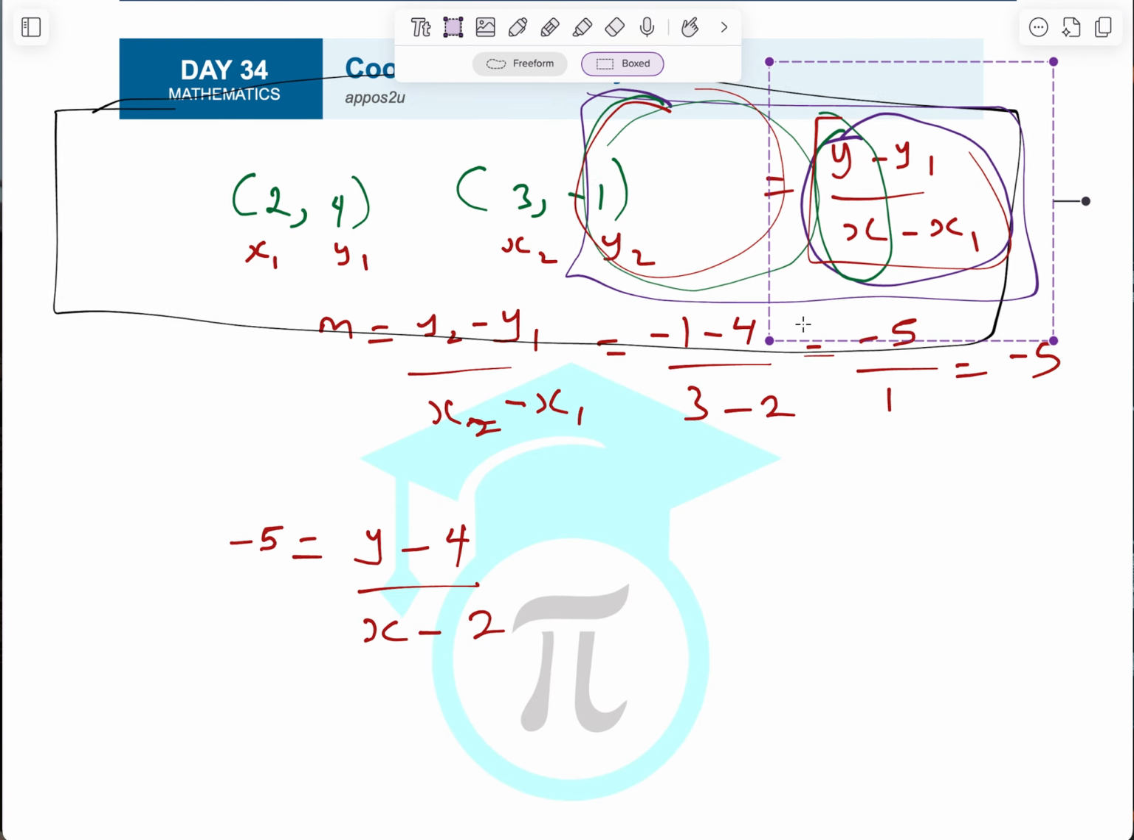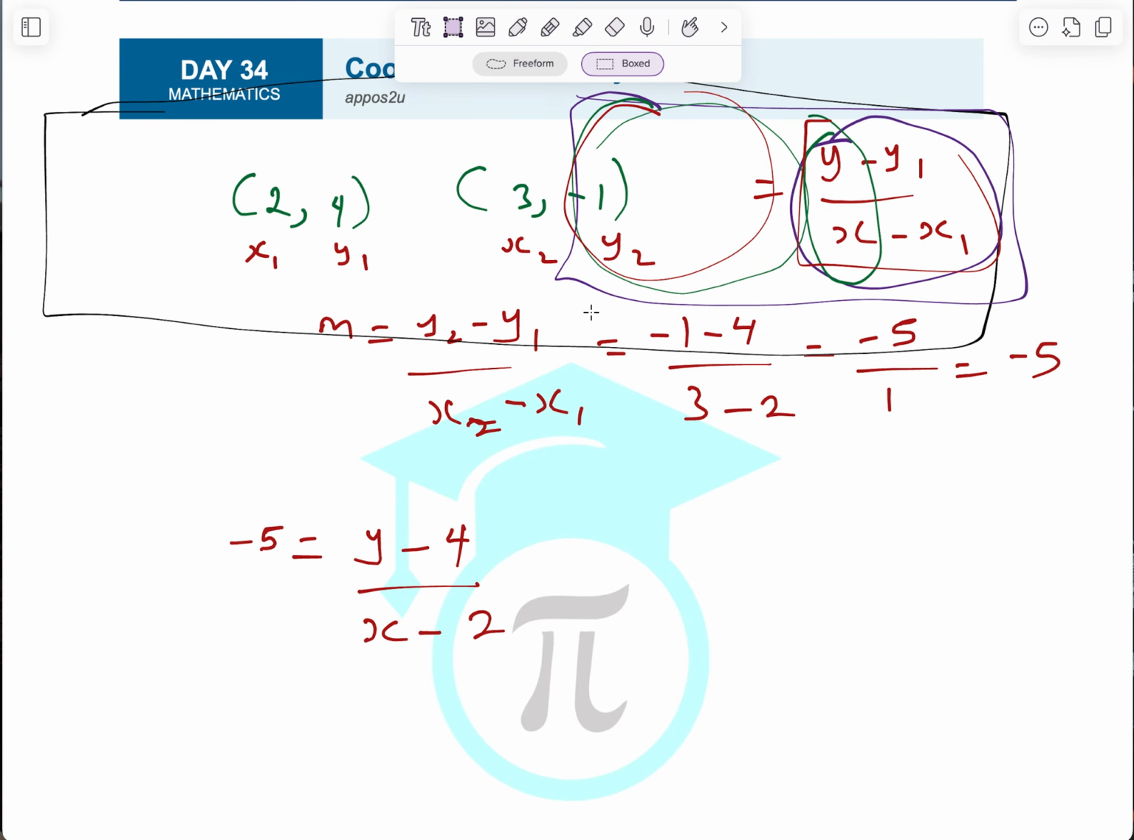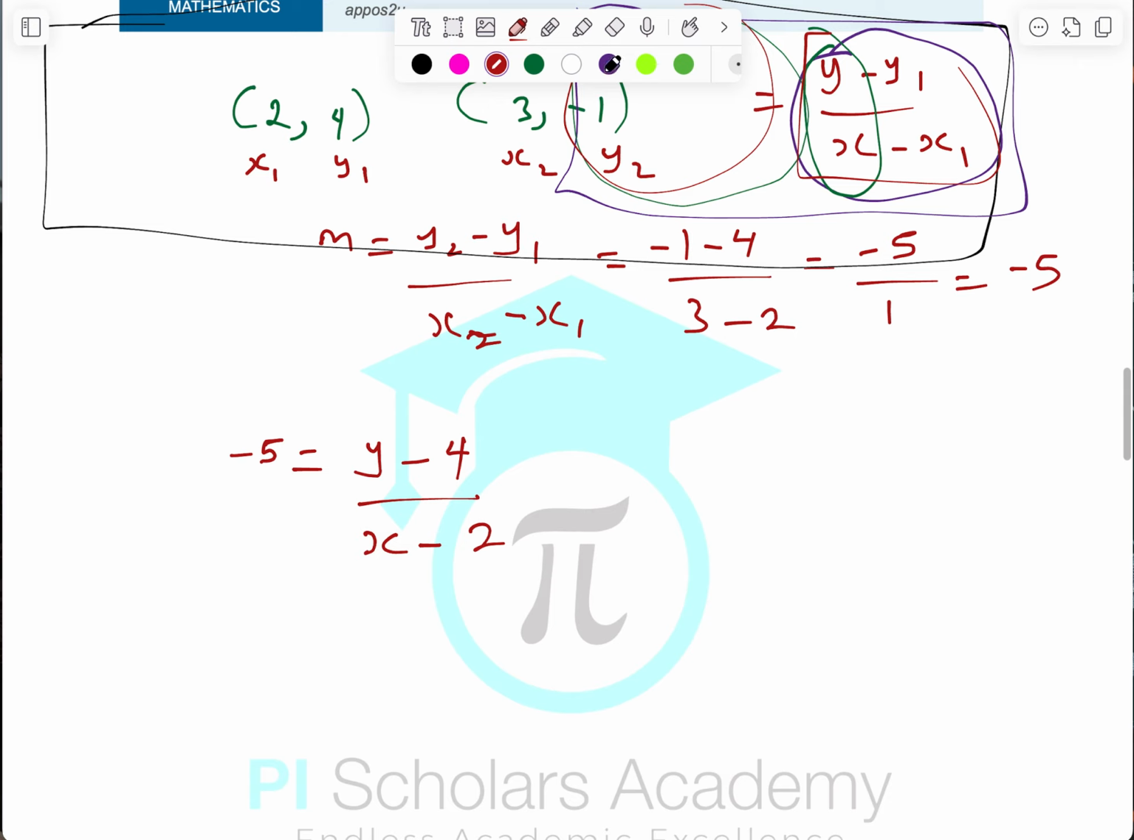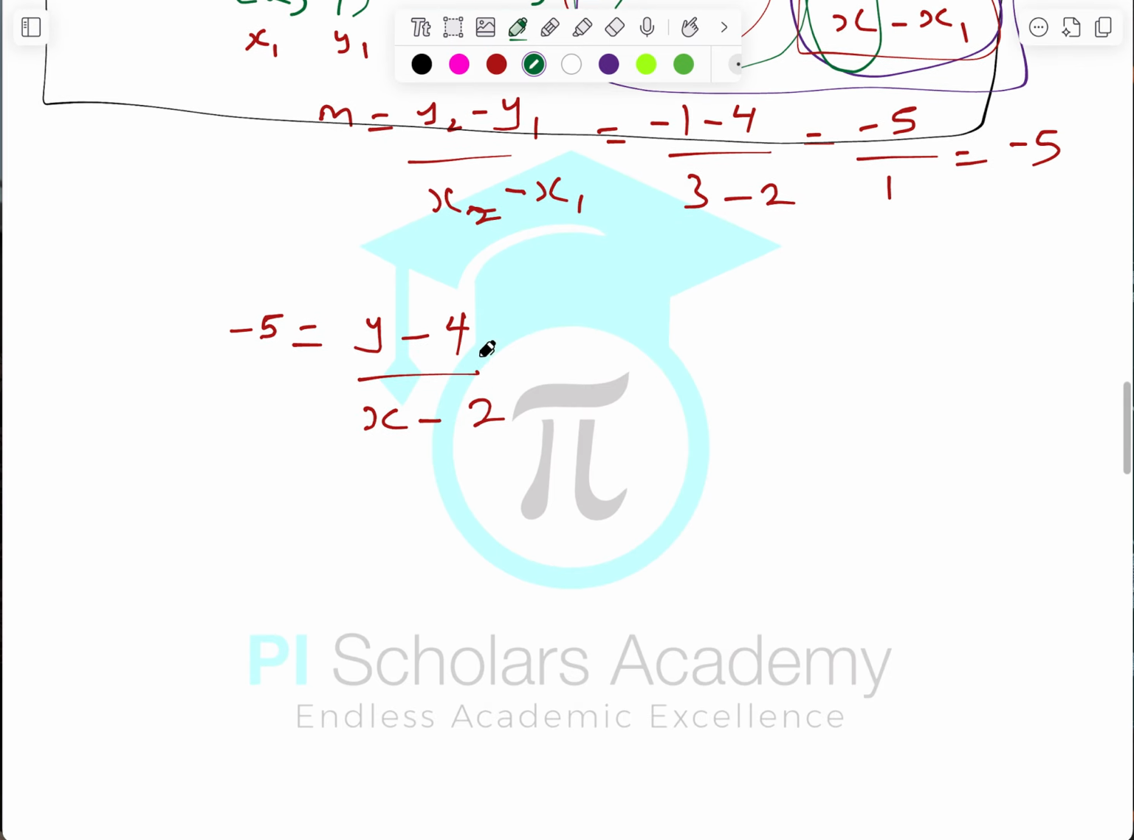Yeah. So let that be right here. Now, y minus y1 divided by x minus x1. When you do all of these and you try to make y the subject, so solve for y, this implies that y minus 4 equals -5 multiplied by x minus 2. And so you have y minus 4 equals -5x plus 10.